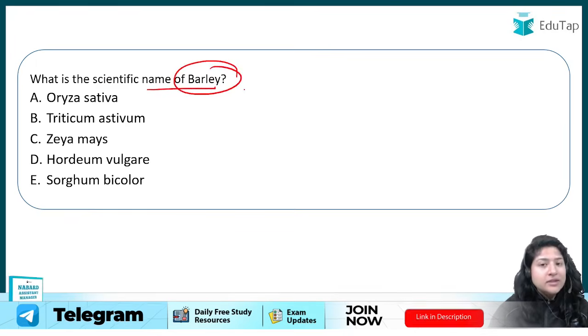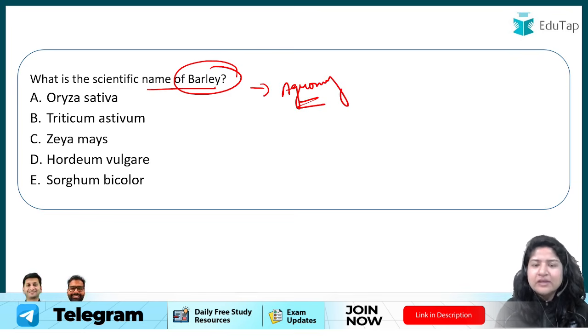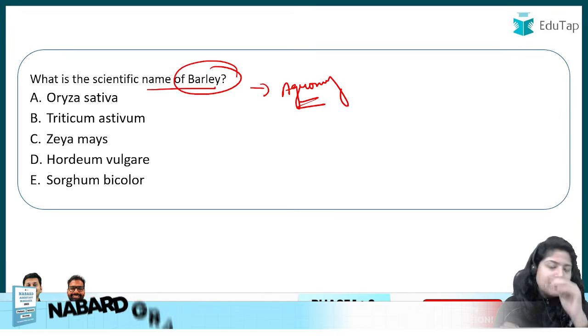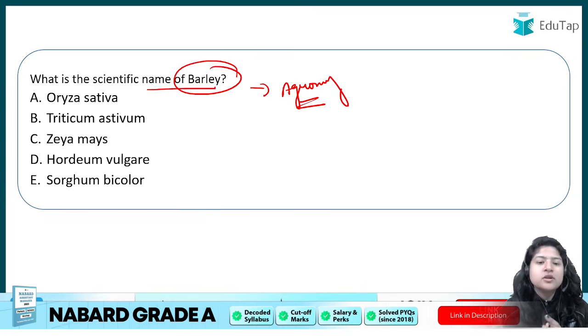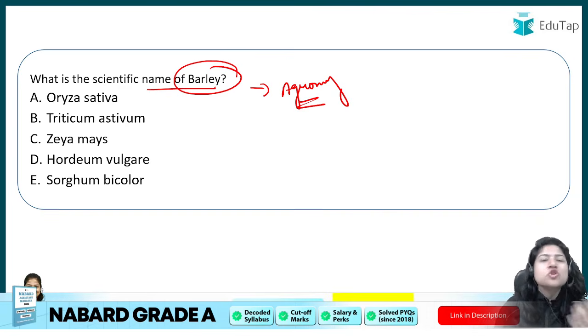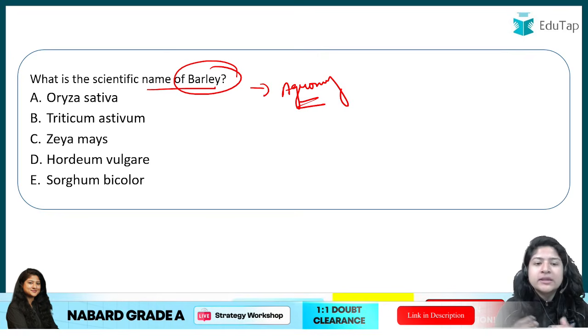Next, what is the scientific name of barley? Now look, let me tell you, such questions have been asked in previous years also. This belongs to the agronomy topic, but usually it has been observed that even if scientific names are being asked, they are of the common crops. For example, these millets are common crops. Apart from that, strawberry was asked, it's a common fruit, I would say. So the names that are known are the ones that are asked.